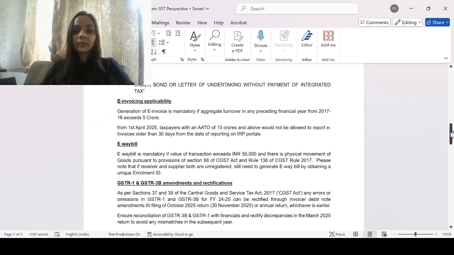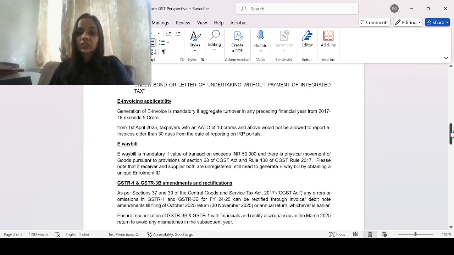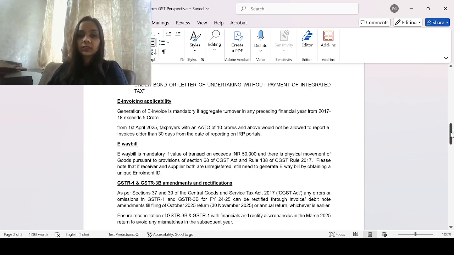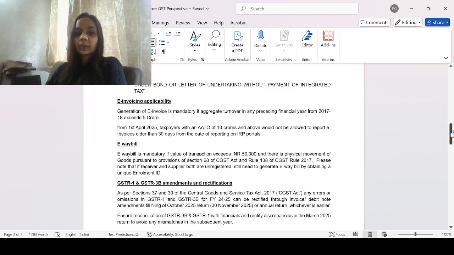Next one is that the e-way bill is mandatory. E-way bill is mandatory for transaction values exceeding 50,000 where there is a physical movement of goods. Even if supplier and recipient are both unregistered, it is still mandatory to generate the e-way bill by obtaining the unique enrollment ID.